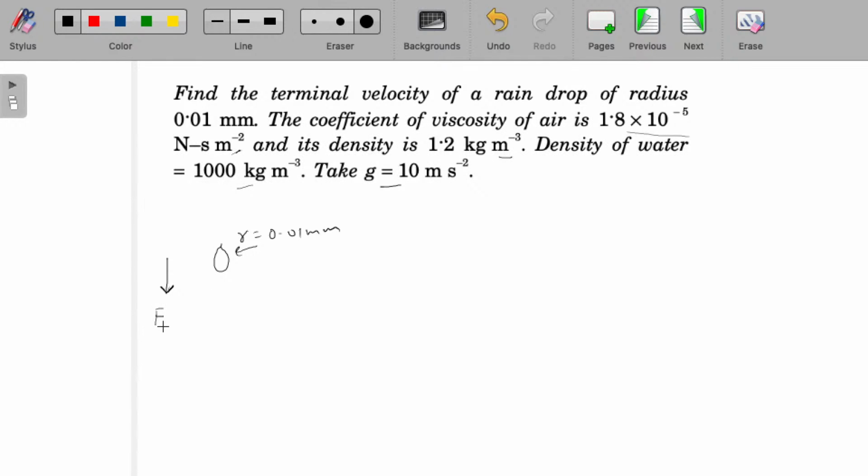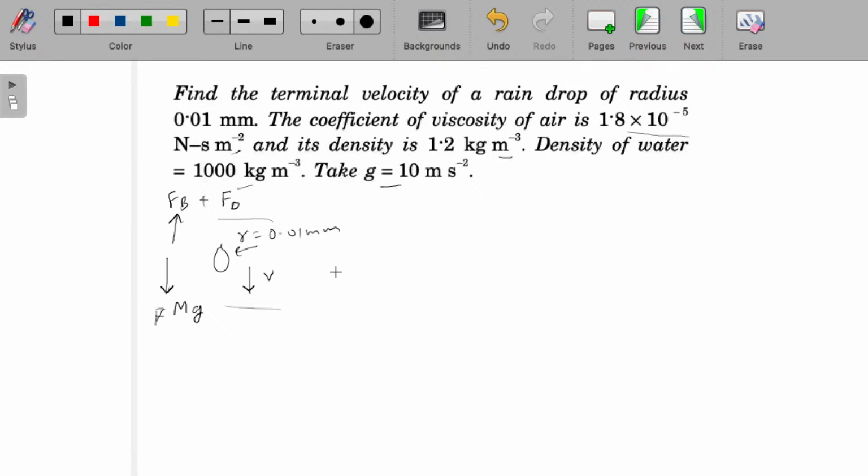So the first force that we have is the force of gravity, right? And the second force that we are going to see is the force of buoyancy, because it's in air and air is also a fluid, so air is going to exert the buoyancy force. And due to its velocity, it's already falling with a velocity v, so you will have a drag force Fd.